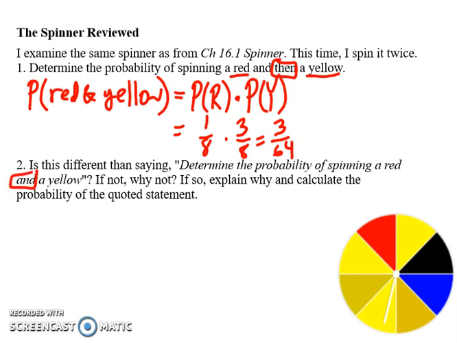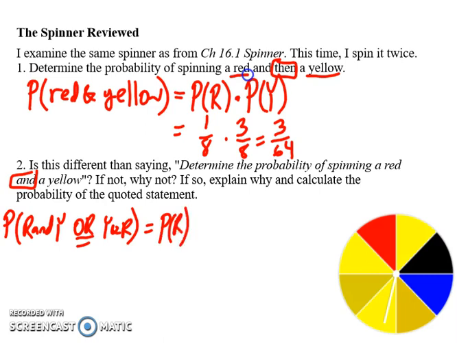So remove that word then. Well, what that means is that the order doesn't matter. So that would mean that my probability could be red and yellow, or yellow and red, as long as the two are chosen. And what that ends up doing then is I've got the probability of red times the probability of yellow plus the probability of yellow times the probability of red.